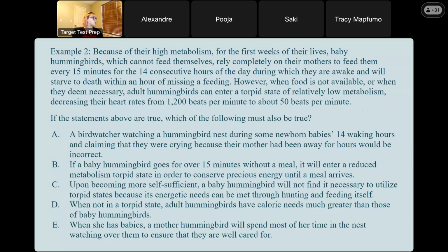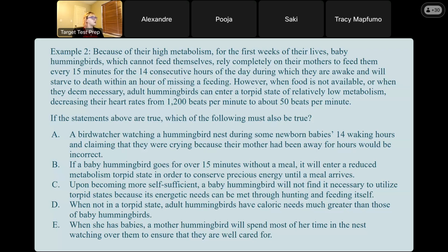A, a birdwatcher watching a hummingbird nest during some newborn baby's 14 waking hours and claiming that they were crying because their mother had been away for hours would be incorrect. Yes, they would, because they will starve to death within the hour if they miss a feeding. So if their mother was gone for hours, they would not make it that long.